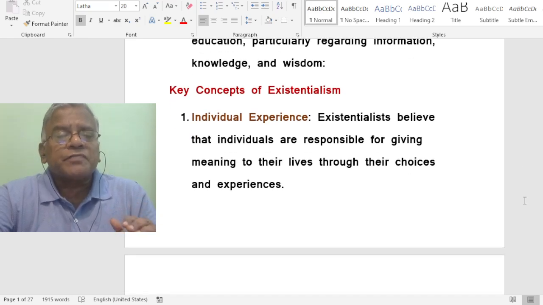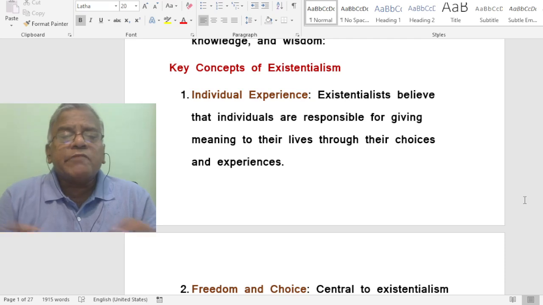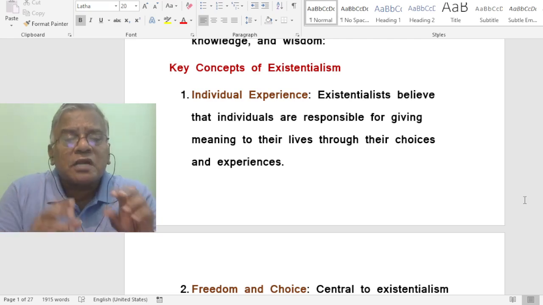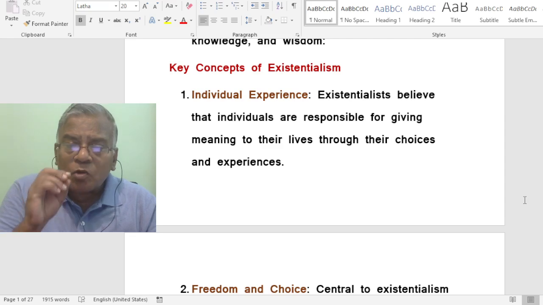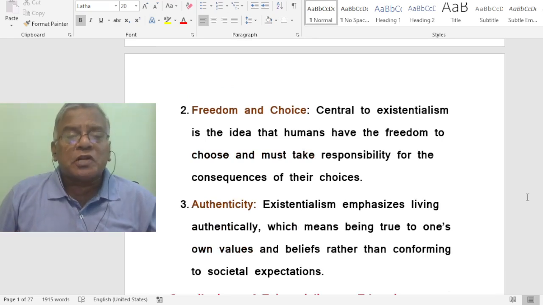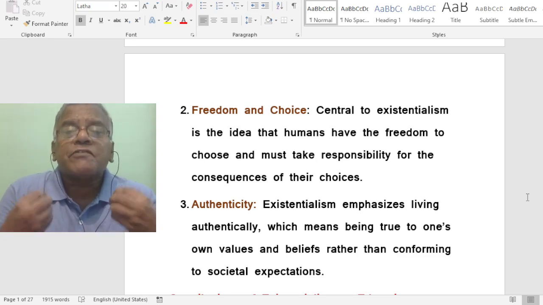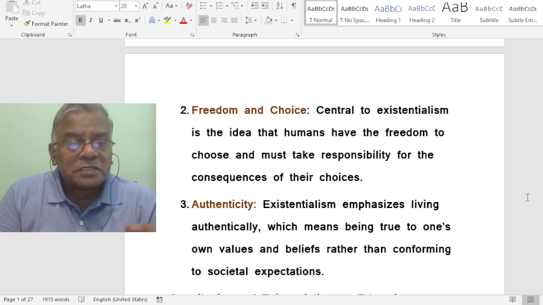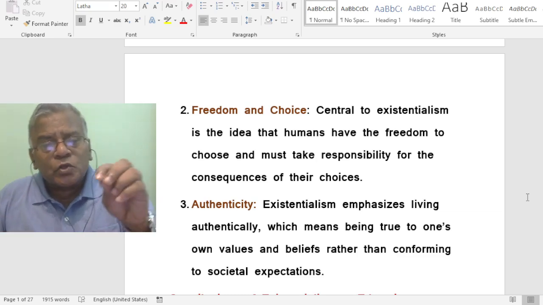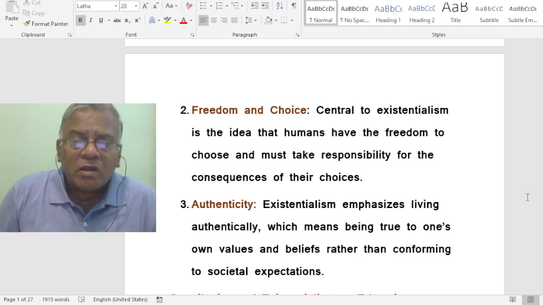What are the key concepts of existentialism? Individual experience. Existentialists believe that individuals are responsible for giving meaning to their lives through their choices and experiences. So it talks about individual experience. Then freedom and choice. Central to existentialism is the idea that humans have the freedom to choose and they must take responsibility for the consequences of their choice. Not only you choose something, but you must be ready to accept the consequences also.